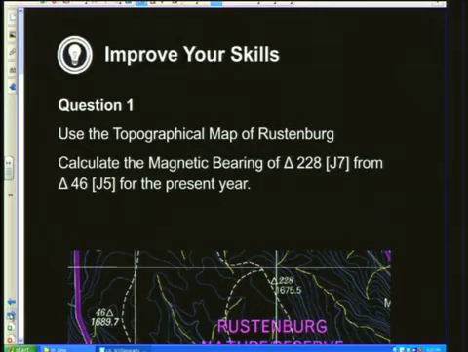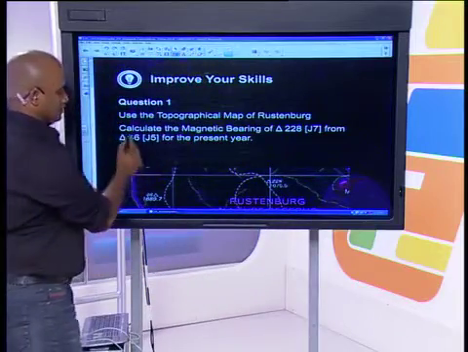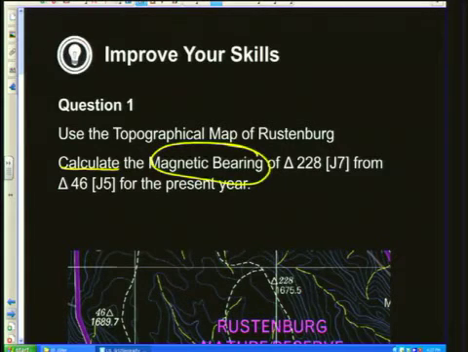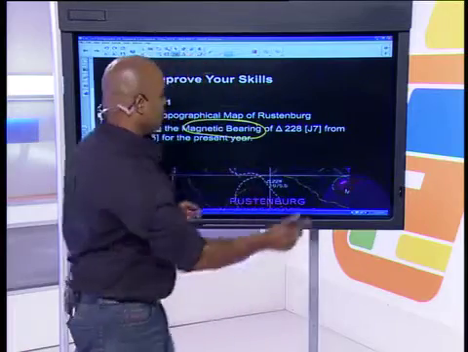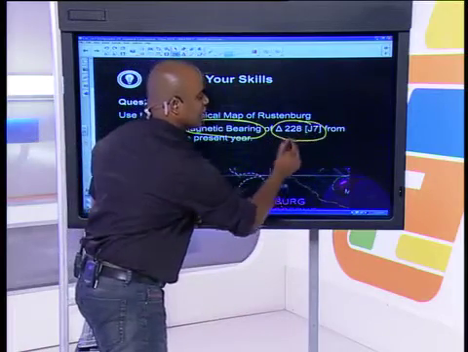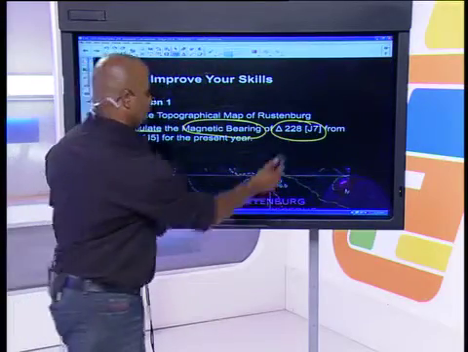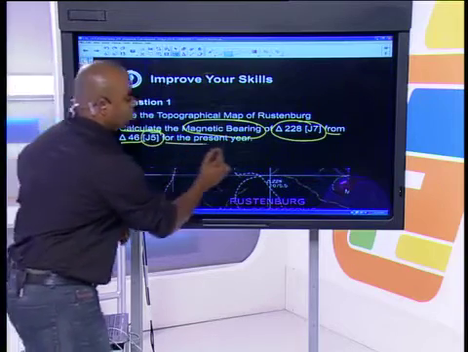We will be using today the topographical map of Rustenburg. Now, what we will focus on is the following. The question: calculate the magnetic bearing. Immediately, once I see the magnetic bearing, I should remember that I'll have to be calculating the true bearing as well as the magnetic declination of trig beacon J7, trig beacon 228, which is in J7, from trig beacon 46, which is in J5, for the present year.